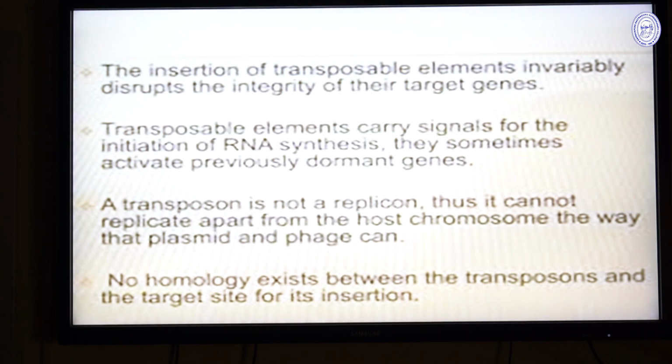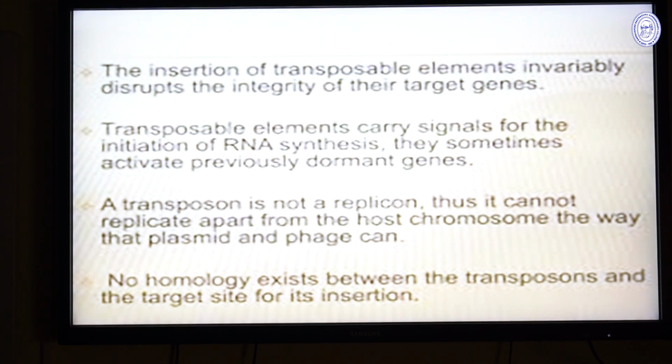The insertion of transposable elements invariably disrupts the integrity of the target genes. As I have discussed before, once a new element is suddenly introduced into a foreign DNA, there will be a total disruption in its genetic characteristics. There might be a lot of changes.